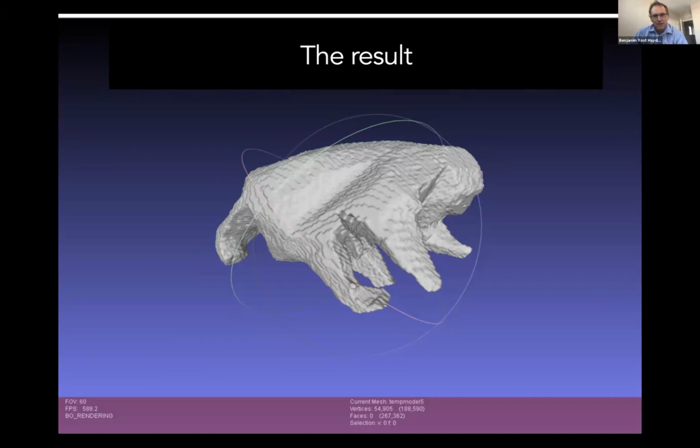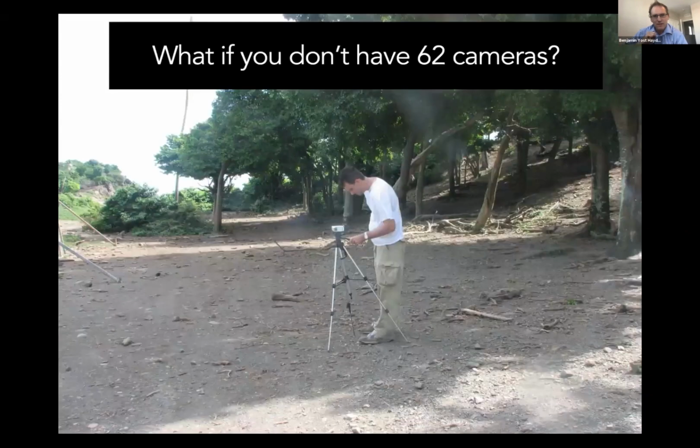All right, with 1 minute left, I will answer the single most commonly asked question that I get, and that question is, what happens if you don't have 62 cameras? What happens if you're this guy, which is actually me 12 years ago, with 1 camera out in the field? How do we solve that?